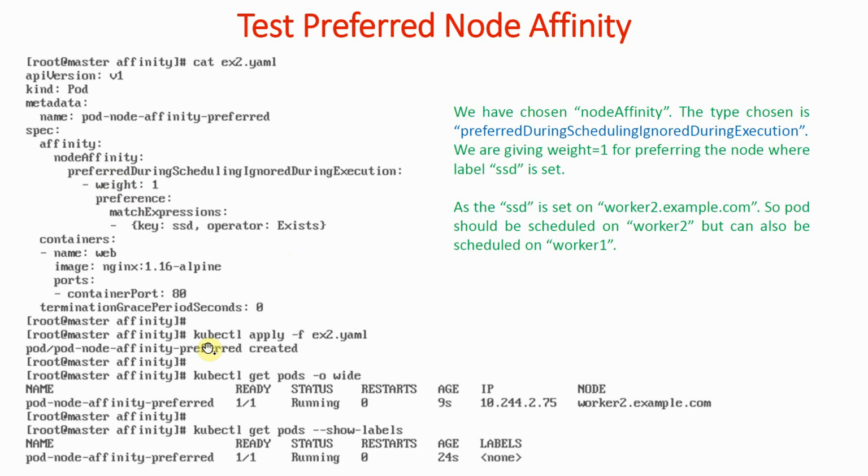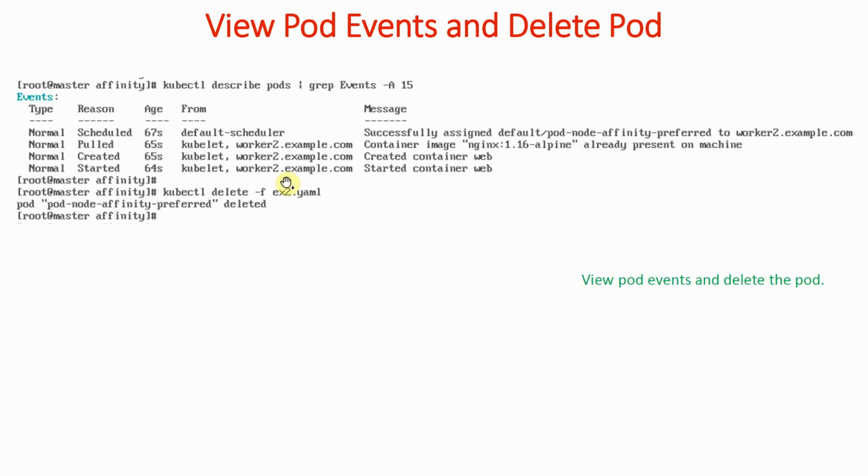So when we run kubectl apply -f with this file, the pod gets created, and when we view it with kubectl get pods -o wide, it shows that it is running and ready, and on which node? worker2.example.com, because the ssd label is set on which node? Your worker2, so it has launched there. And with kubectl get pod --show-labels, it is not showing any label. And we can view pod events and delete the pod.